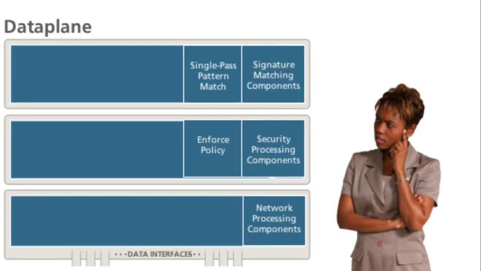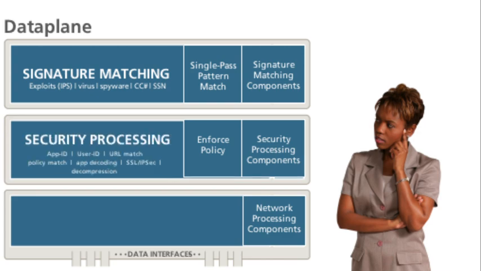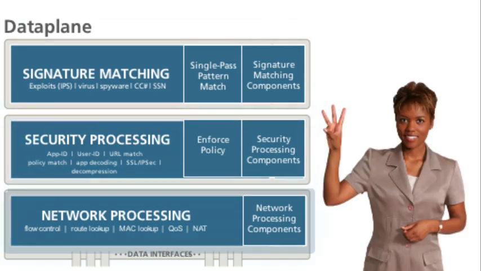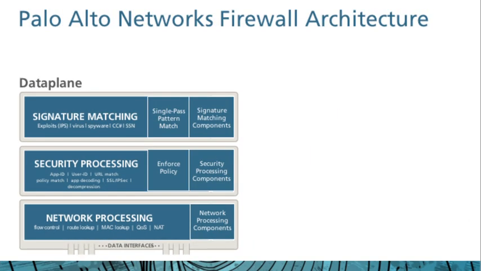Palo Alto Networks offers processors dedicated to specific security functions that work in parallel. These components can be implemented in hardware or software. On the higher-end hardware models, the data plane contains 3 types of processors that are connected by high-speed 1 gigabit per second buses.